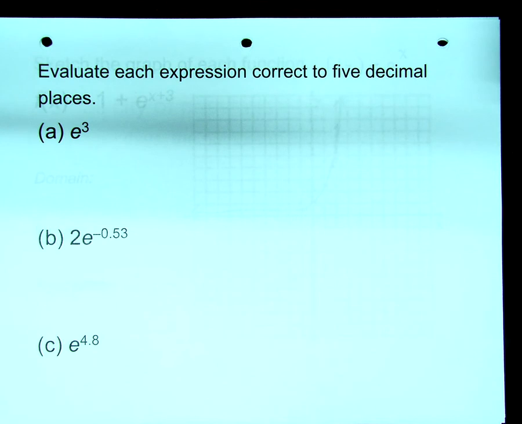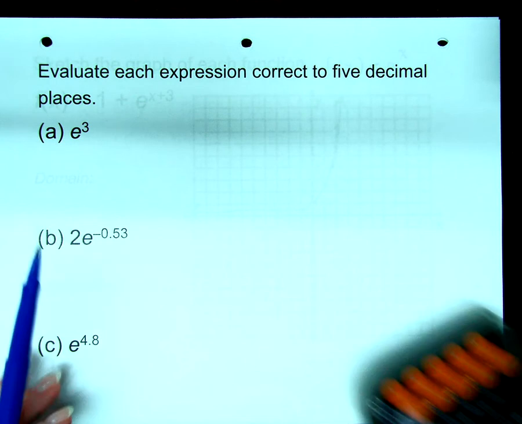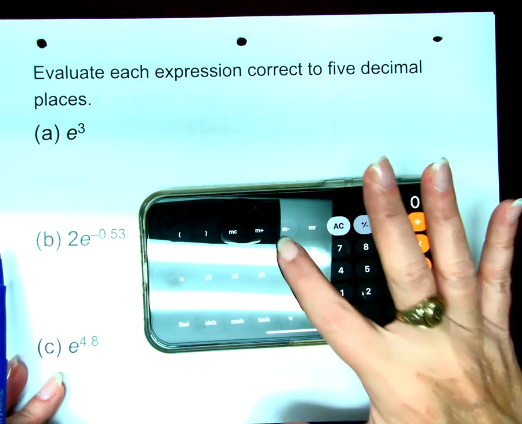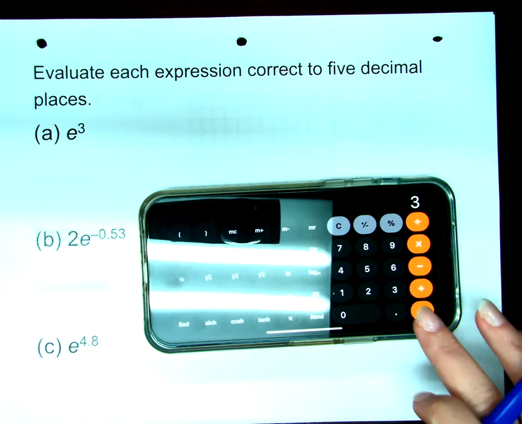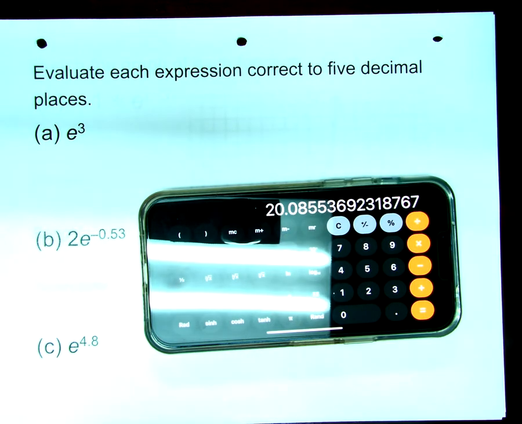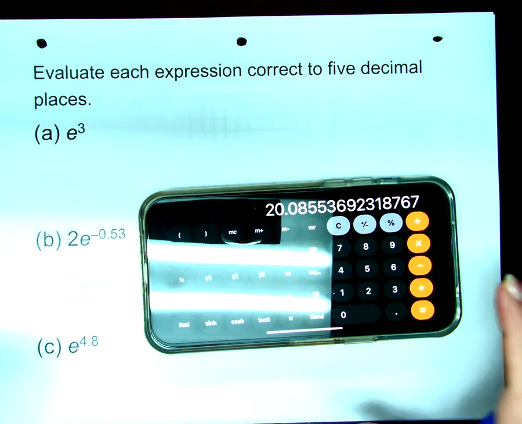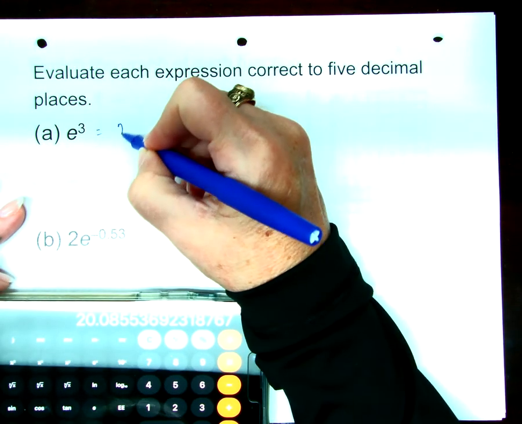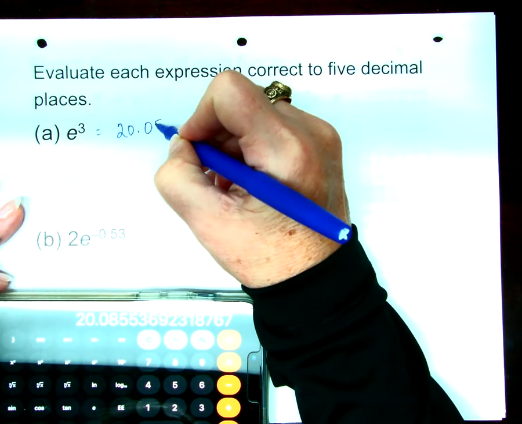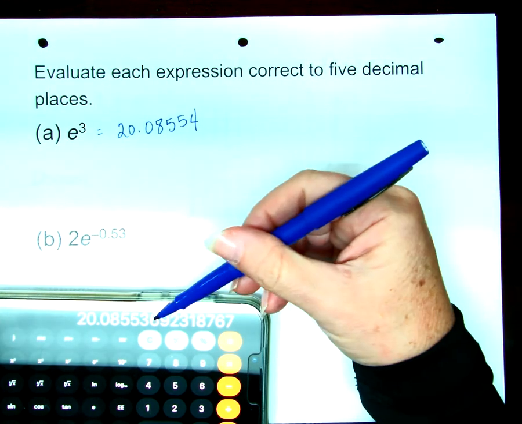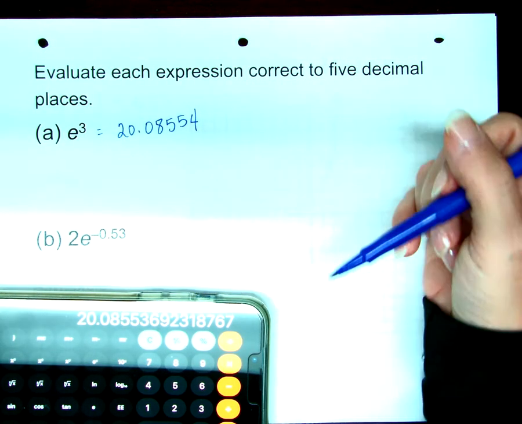So if we're evaluating things like e to the third power, we can just enter e to the third power. The third power of e, that's what I needed to do. So e to the third power, rounded to 5 decimal places like it asks, would be 20.08554, because the next digit is a 6, so that one has to round up.